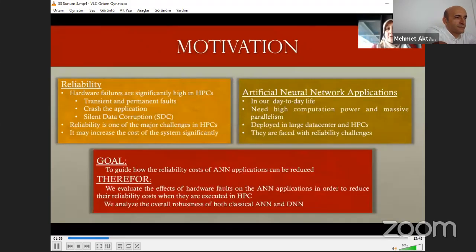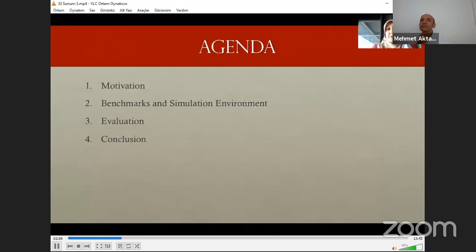So in this study, our goal is to guide how the reliability costs of artificial neural network applications can be reduced. And to be able to do that, we evaluate the effects of hardware faults on ANN applications in order to reduce the reliability costs when they are executed in HPCs. Also, we analyze the overall robustness of both classical ANN and deep neural network applications. The agenda of the work is, first I talked about motivation, and now I'll explain the benchmarks and simulation environments. Later, I will show the evaluation results and conclude this talk.